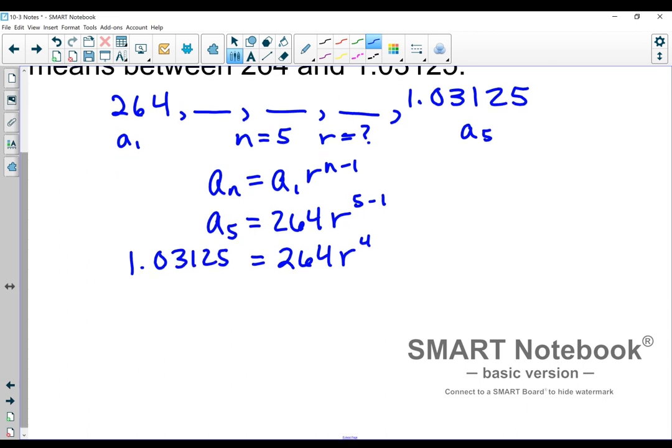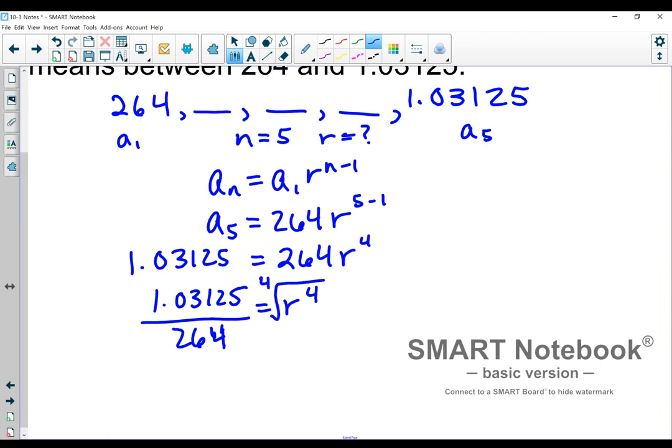So what I can do is substitute for A sub 5, that 1.03125. I will have to divide both sides by 264. And I'm not going to actually divide it out because it's going to be a big fraction. I want this to be as accurate as possible, so I'm going to plug in this giant fraction. A 4th power means a 4th root on both sides. And remember, if I have an even power and then take a root, I could have an absolute value. That would make sense for our pattern, right? When we multiply by a negative, it alternates between negative and positive. We could have a positive 264, then a negative, then another positive number, then a negative, and that would give us that positive number at the end.